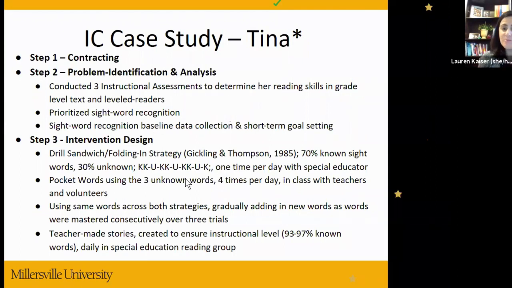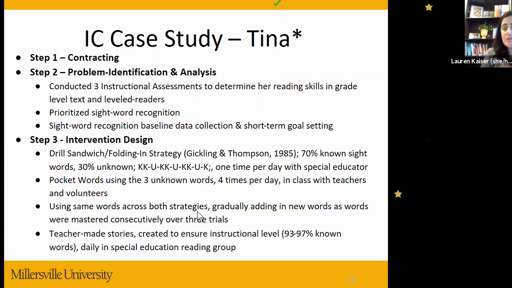We picked the drill sandwich approach, which is the folding in strategy, which uses that instructional match ratio of 70% known words with 30% unknowns folded in. The special educator did that with her 1 time per day in that special ed setting. But then she did pocket words, where she took those 3 unknown words and sent them back with the student to the regular ed classroom, where when she was greeted at the door by the teacher, they'd say, oh, show me your words. Student would take them out of her pocket, they'd run through them, she'd get an extra repetition. When they lined up to go to lunch, show her words, get an extra repetition. When they came back from lunch, show her words. So she got a lot of repetition throughout the day.